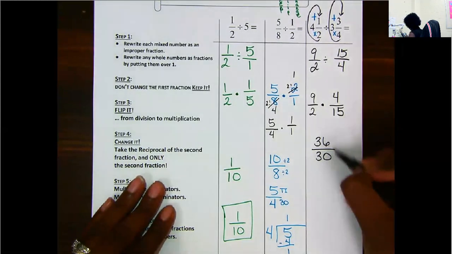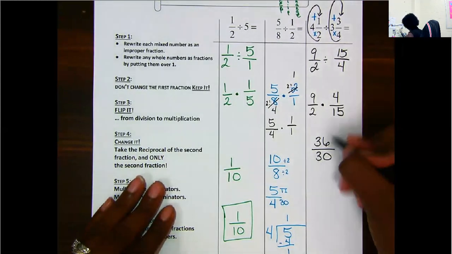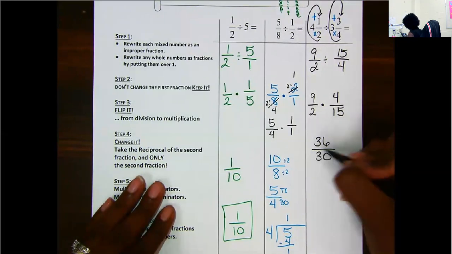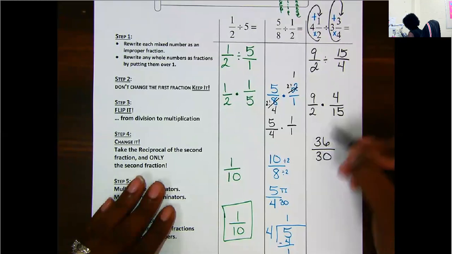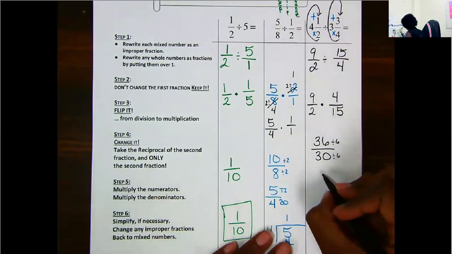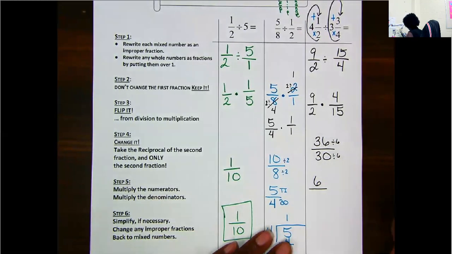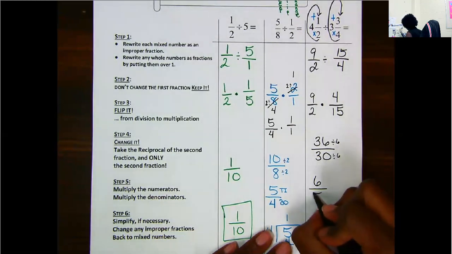Again, I can simplify this before I change it back. I have a 36 and I have a 30. Both of them are even. I know I can divide them by 2, but there's a bigger number I can use here. Both of them are divisible by 6. 36 divided by 6 will give me 6. 30 divided by 6 will give me 5.